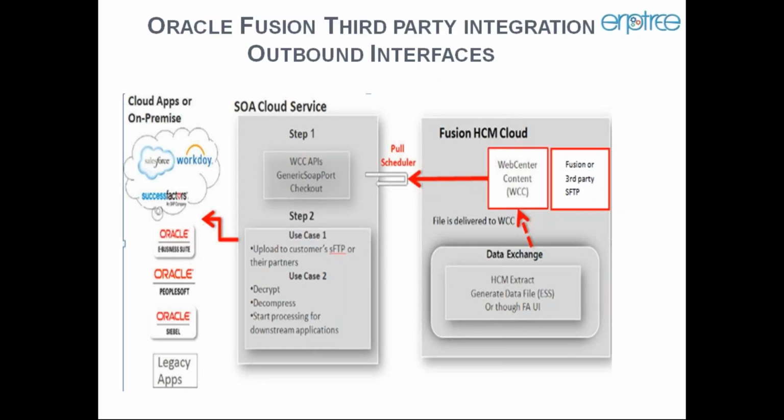So this is the outbound interface, where the data has to move from the Fusion to any third-party system. There are multiple reporting tools provided by the Fusion. We have the HCM extract, which we will talk about in a further session, where I will explain how to create the HCM extract and how the data can be migrated from the Fusion to the third party using it.